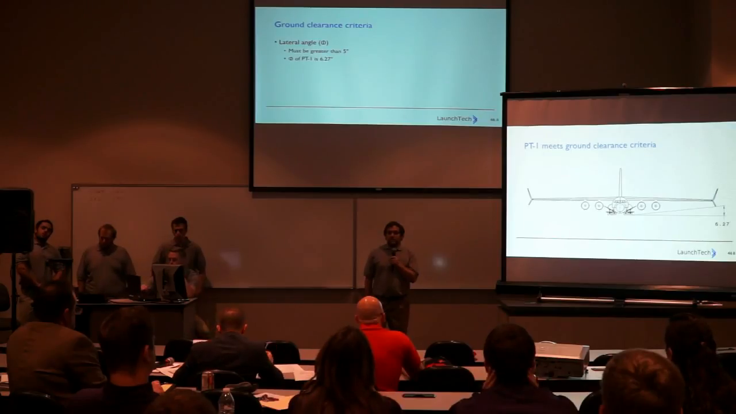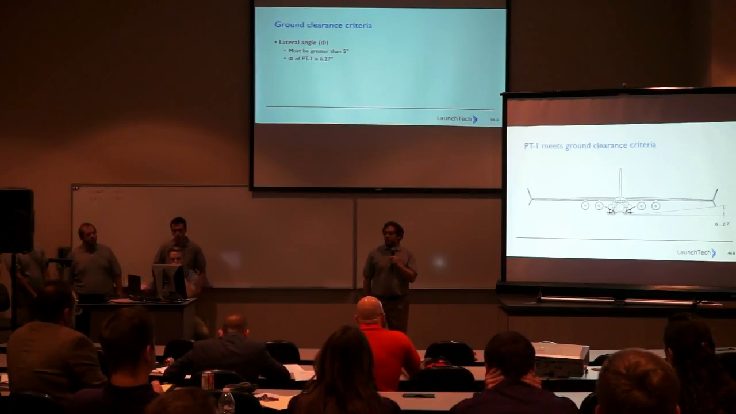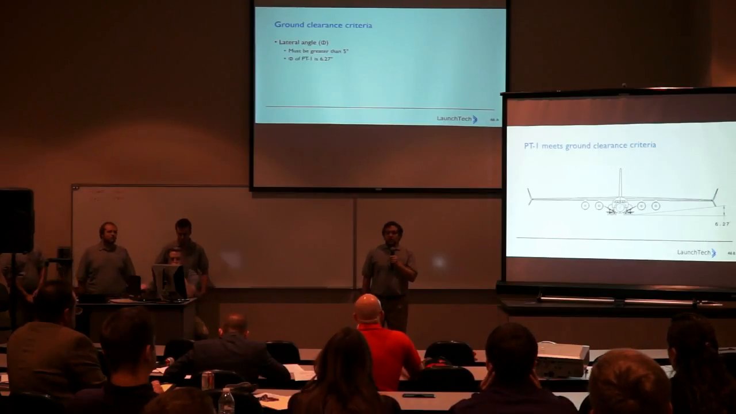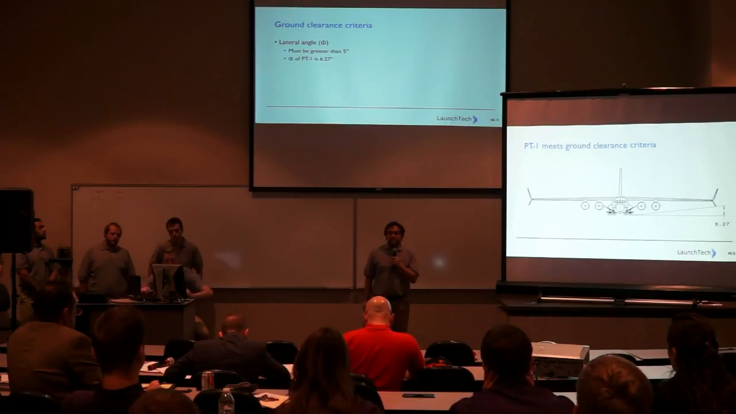In the lateral direction, ground clearance between the most outboard gear and the bottom part of the plane needs to be at least 5 degrees. Currently, this is met with the winglets being in the critical condition at 6.27 degrees.